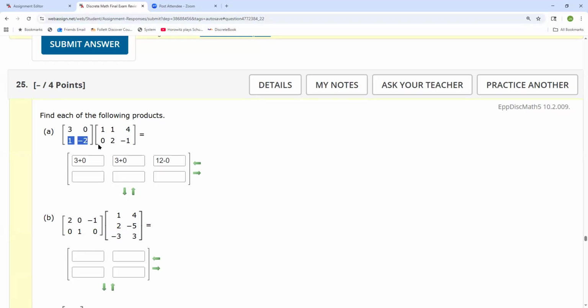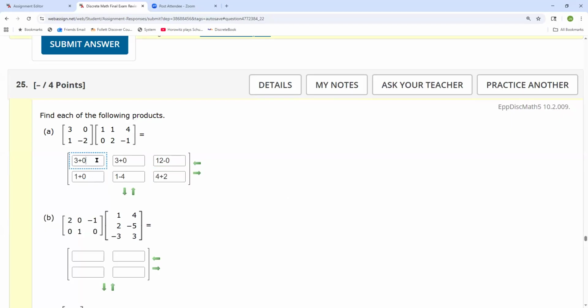You do that row times each column. So you do 1 times 1, which is 1, plus -2 times 0. So you get 1 plus 0. Then the next, you do this row times the next column. So it's 1 times 1, which is 1, plus -2 times 2, which is -4. So it's 1 plus -4, which is 1 minus 4. Last but not least, we have this second row times the last column. 1 times 4 is 4, and -2 times -1 is +2. 4 plus 2. Now let's simplify those answers.